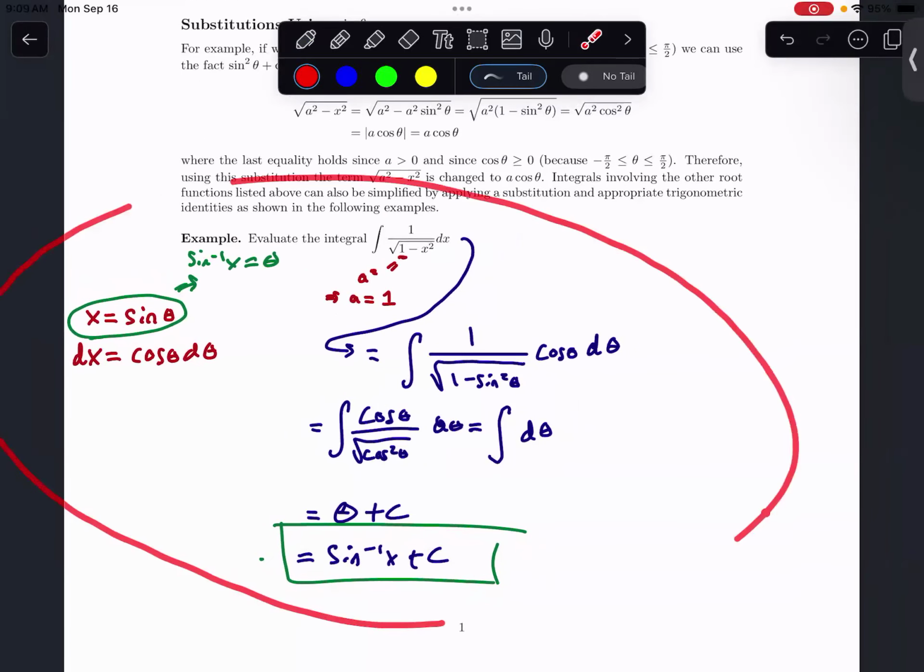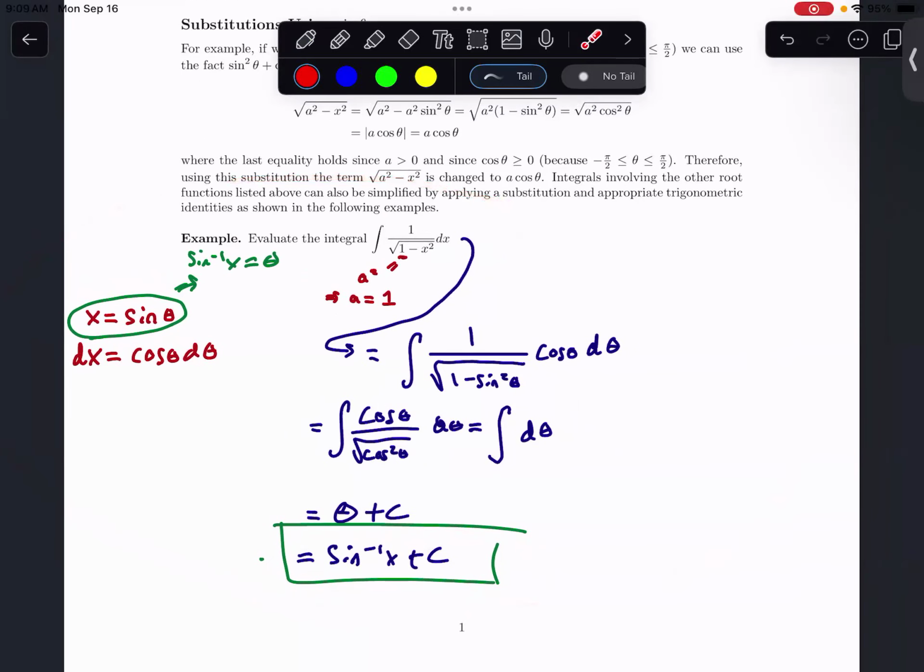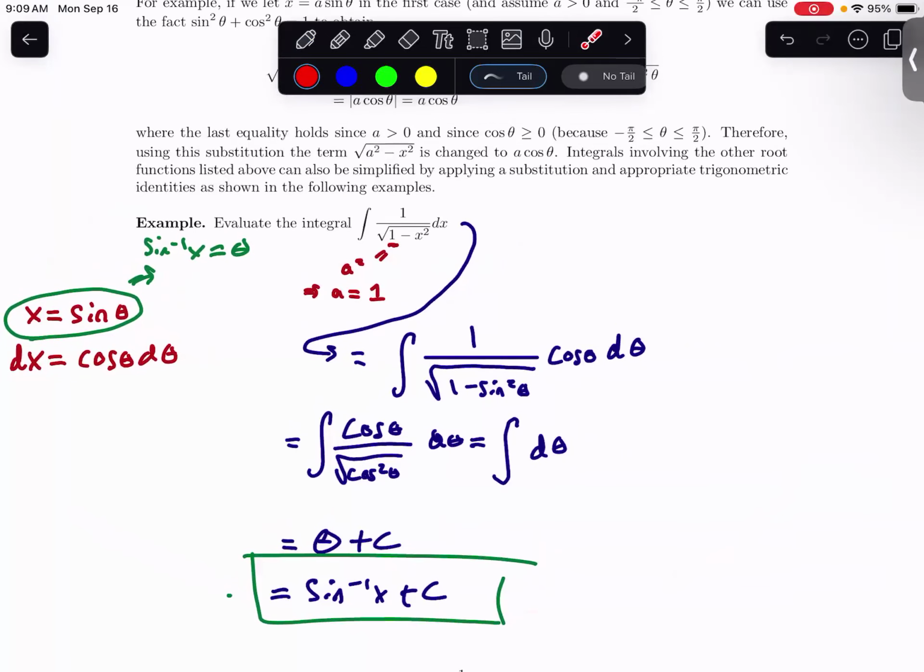Okay, any questions about this first example? Okay, yeah, so this is what I would say is an easier example in the sense that a was really easy to find, you didn't have to do anything fancy or any sort of manipulations, and then you end up just getting a theta as your integral. But things can get a lot worse than this.